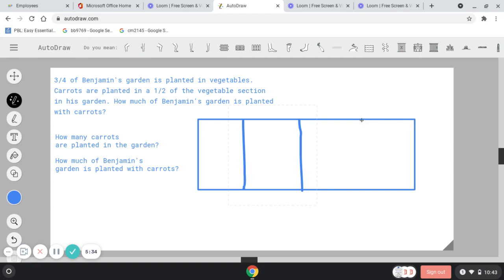Okay, so here are the fourths. Now, 3/4 of this whole, 3/4 of this garden is going to be represented as vegetables. 3/4 of the whole are the vegetables. So we are going to represent that.